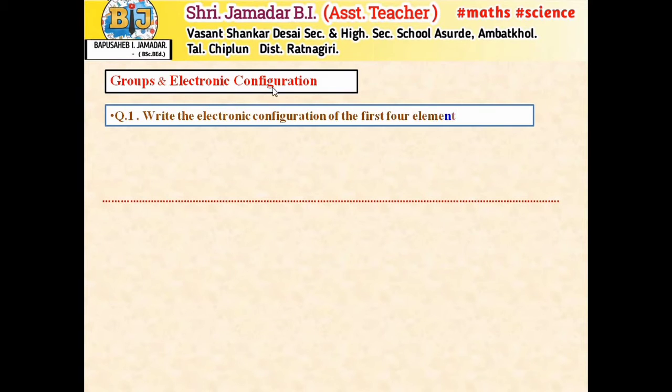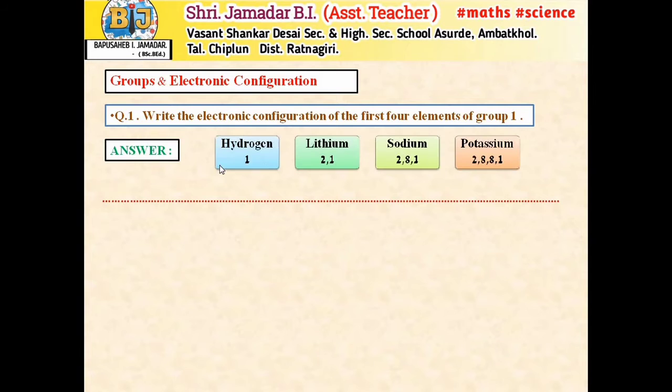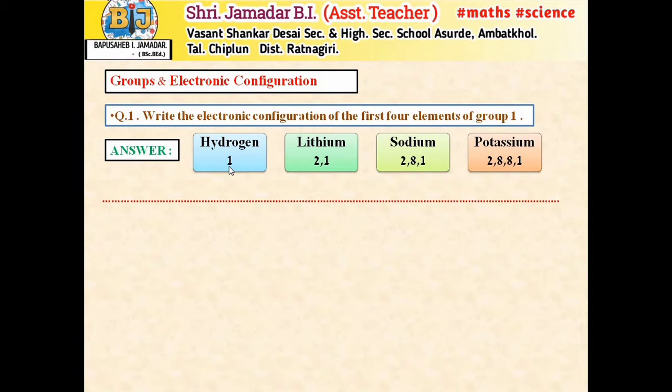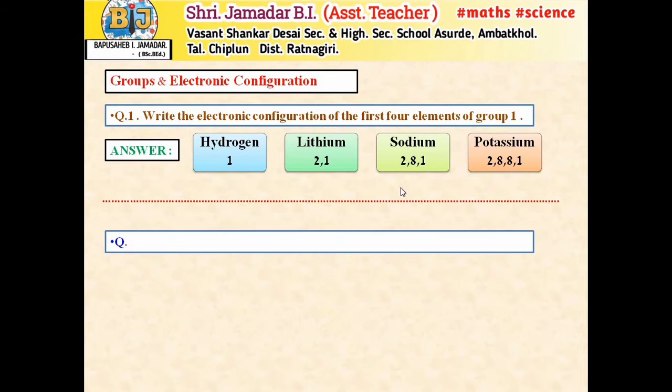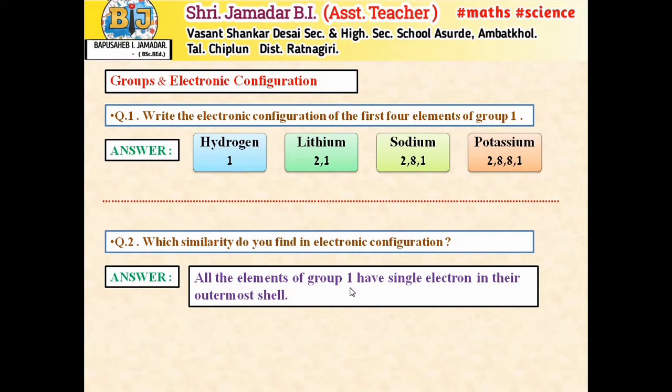Groups and electronic configuration. Write the electronic configuration of the first four elements of group 1. Answer: hydrogen, whose electronic configuration is 1; lithium, 2, 1; sodium, 2, 8, 1; and potassium, 2, 8, 8, 1. Second question: which similarity do you find in electronic configuration? Answer: all the elements of group 1 have a single electron in their outermost shell.